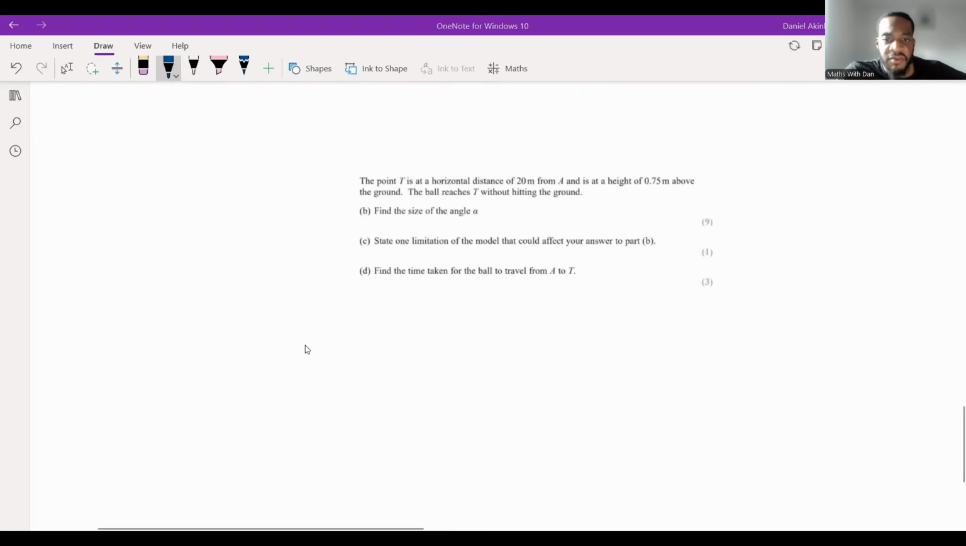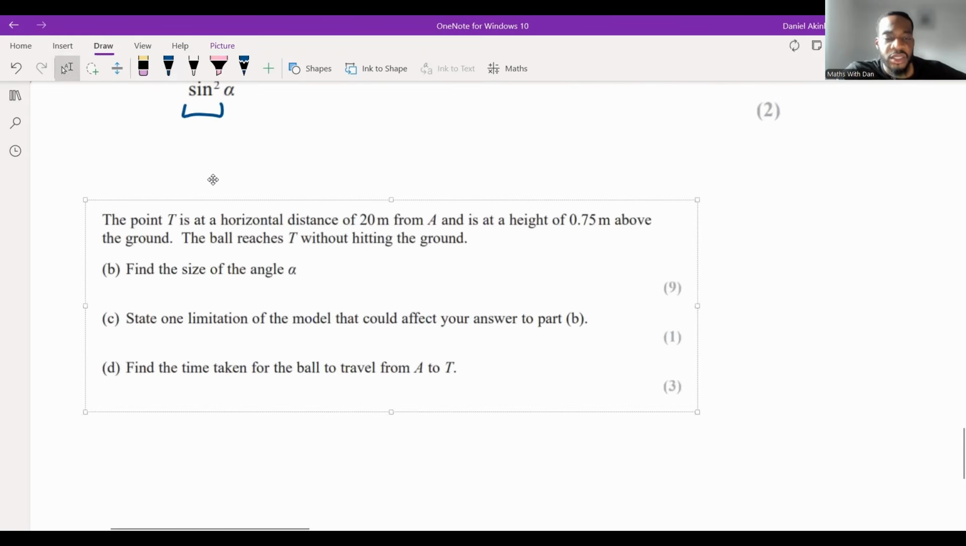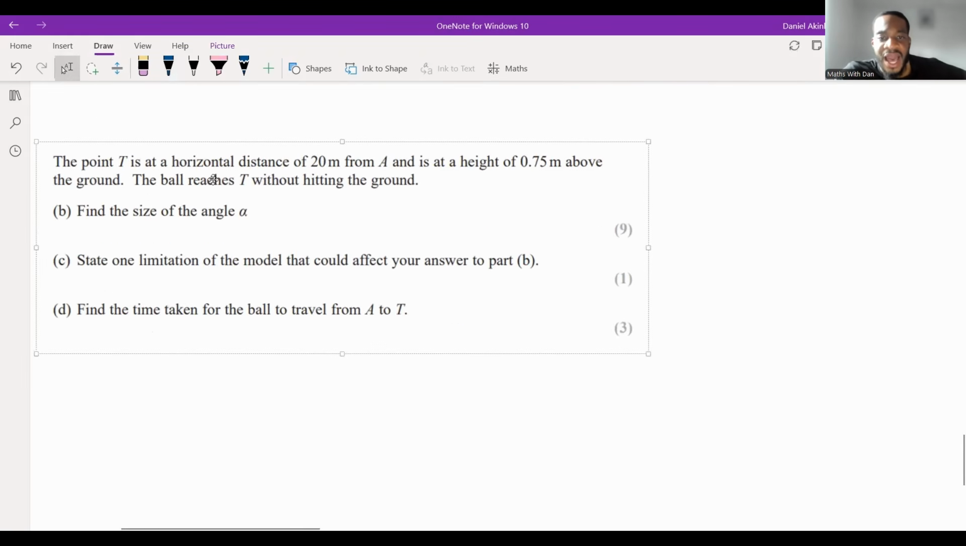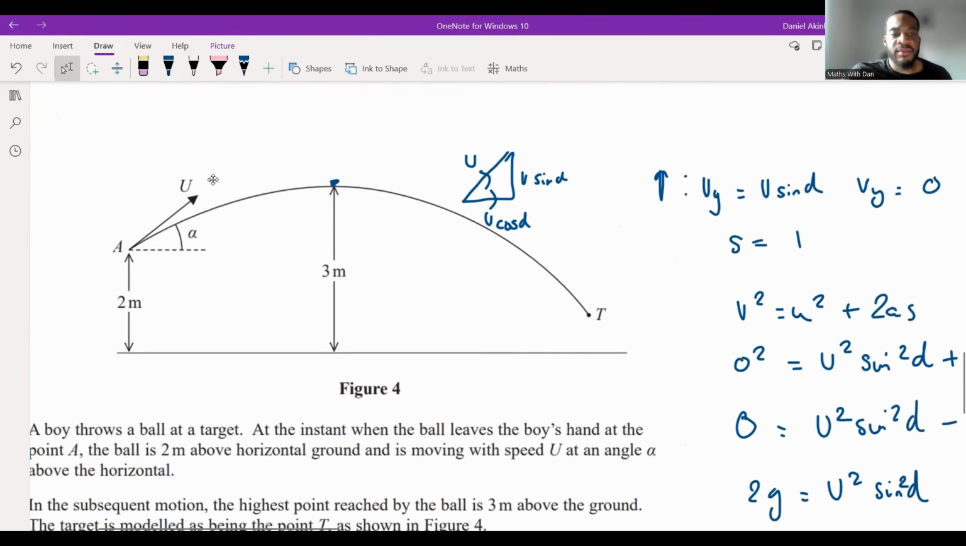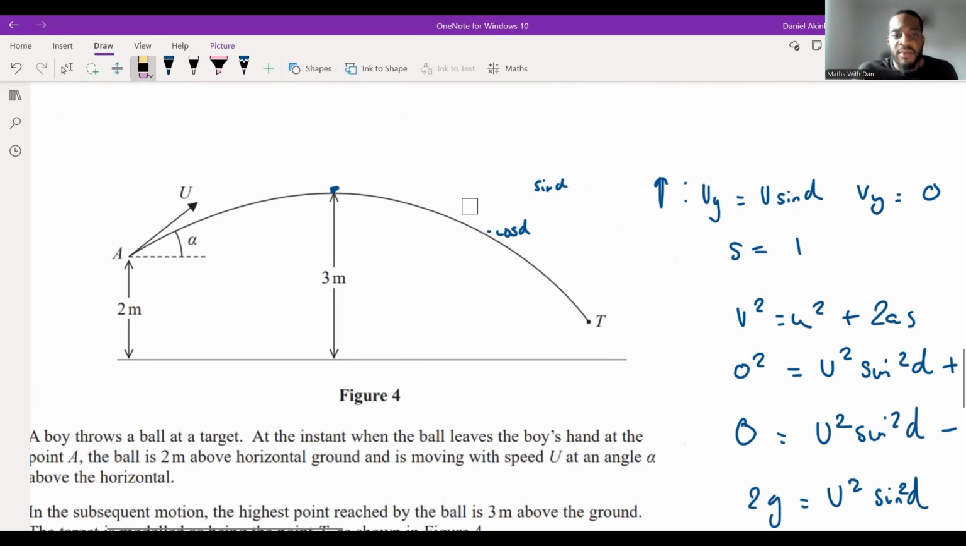Perfect. Now this next one gets very tricky. It says the point T is at a horizontal distance of 20 meters from A and is at a height of 0.75 above the ground. The ball reaches T without hitting the ground, find the size of the angle alpha. So there's a lot going on here. I'm going to get this diagram again.